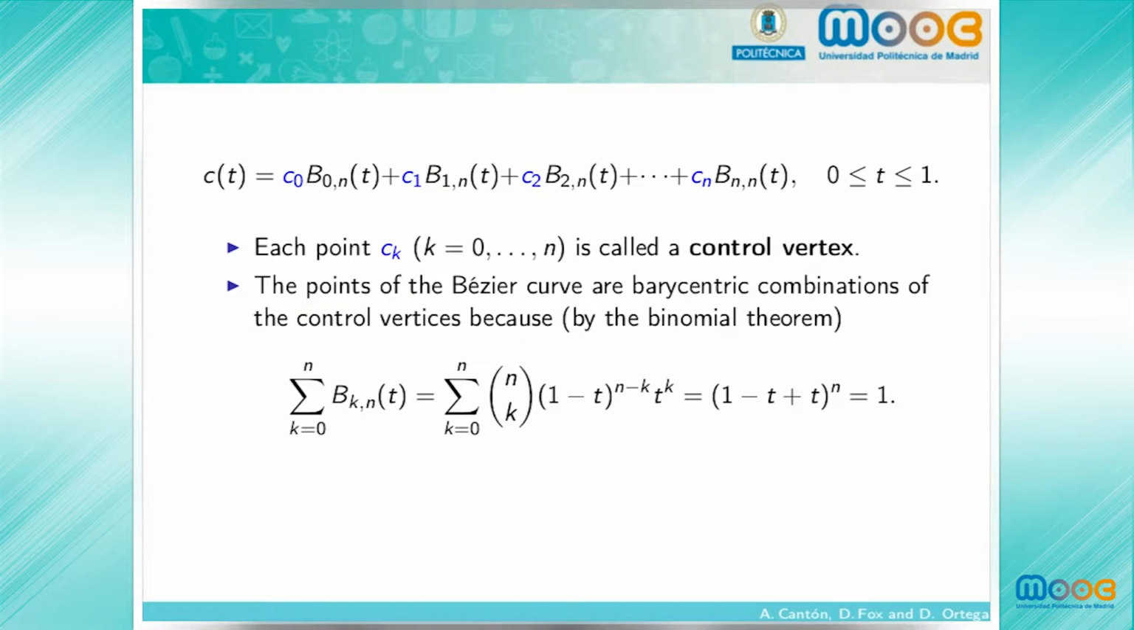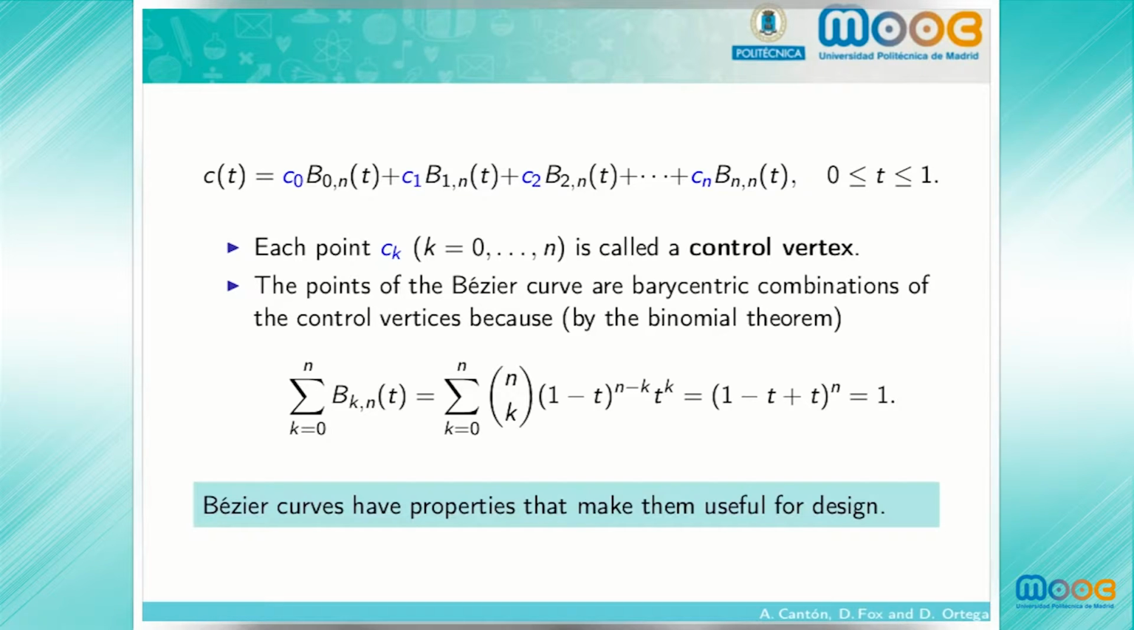The points of the Bezier curve are always barycentric combinations of the control vertices, because of the binomial theorem. When we add up all the Bernstein polynomials of degree n, we are adding up these numbers, which is, by the binomial theorem, (1 minus t plus t) to the nth power. Because minus t and t cancel out, we have 1 to the n power, which is 1. So the Bernstein polynomials of degree n all add up to 1 for any t.